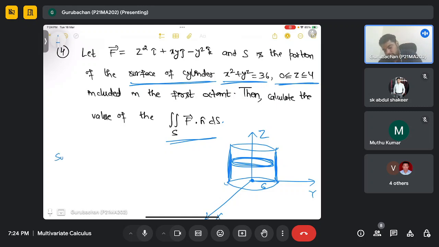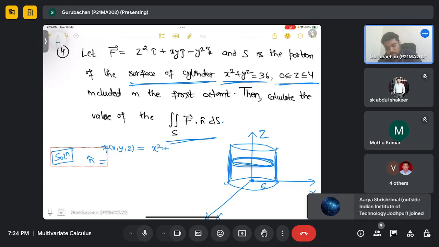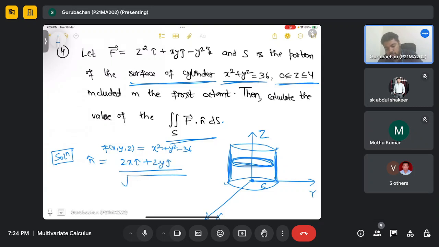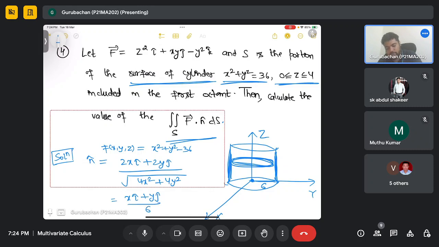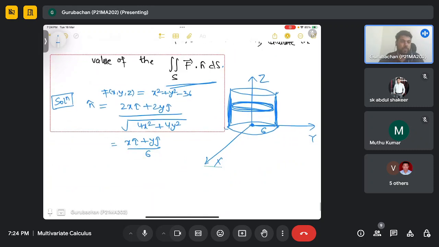Can anybody tell me what will be n cap in this particular case? Sir, we should take the formula, del F by modulus of del F. Good. Here our F(x, y, z) for this curved surface will be x square plus y square minus 36, which will give us 2x i cap plus 2y j cap divided by the square root of 4x square plus 4y square, which gives xi cap plus yj cap divided by 6. So we got our n cap.